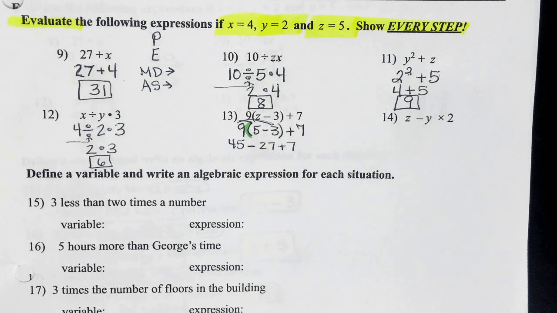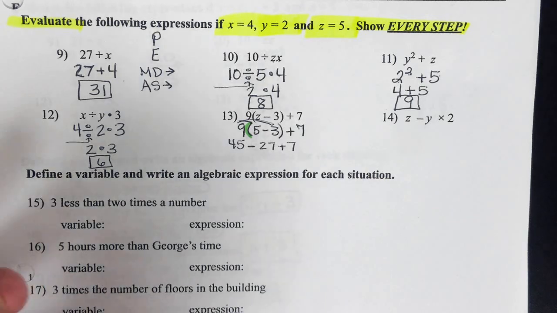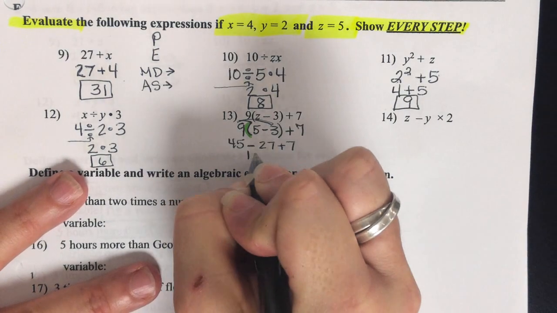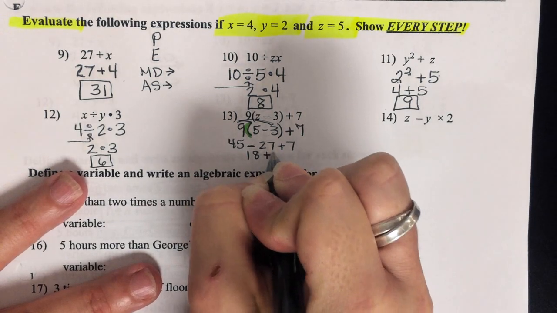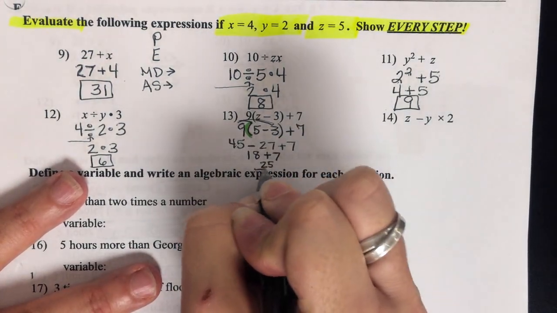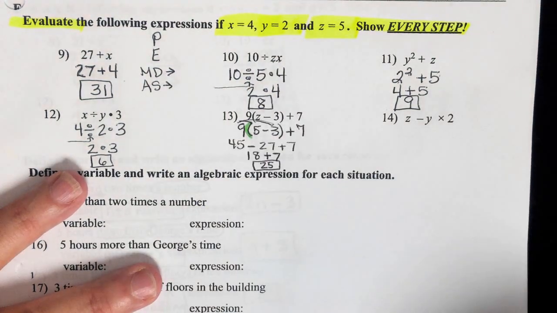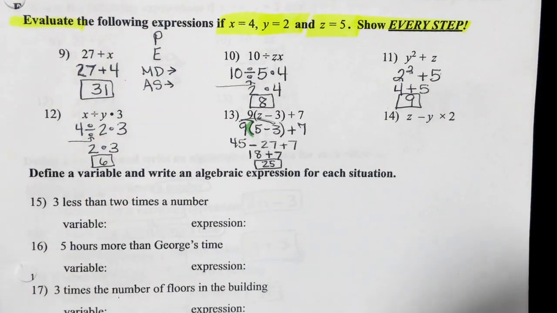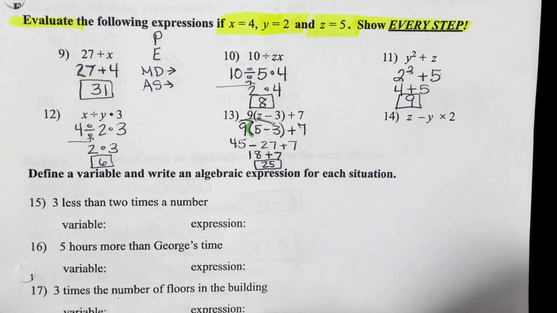Listen. 45 minus 27. 7 plus 8 is 15. Yes, it's 18. And 8 minus 2. Okay, so it is 18. I think I was even wrong. Okay, 18 plus 7, 25. Wait, I did it in a different order, but I got the same answer. You should. If you just did order of operations, you'll get the same answer.